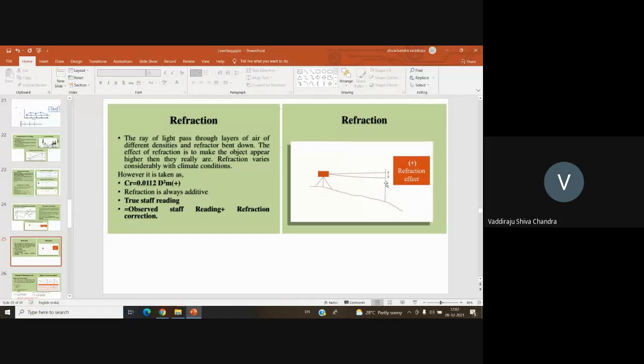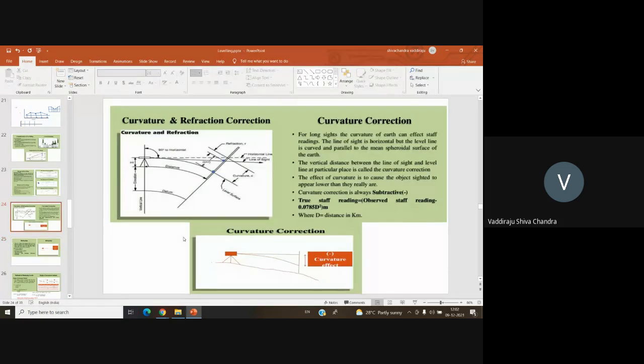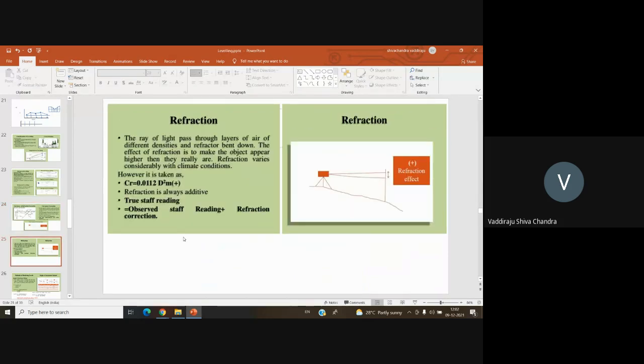I'm supposed to get a reading at this line, but I'm getting a reading at this point because of the refraction. So I need to add to the staff reading in order to nullify the refraction effect. So it is taken as CR equal to 0.0112 d square meters, and it is positive. Curvature effect is negative, refraction effect is positive. So in order to get the true staff reading, you need to add the refraction correction to the observed staff reading.